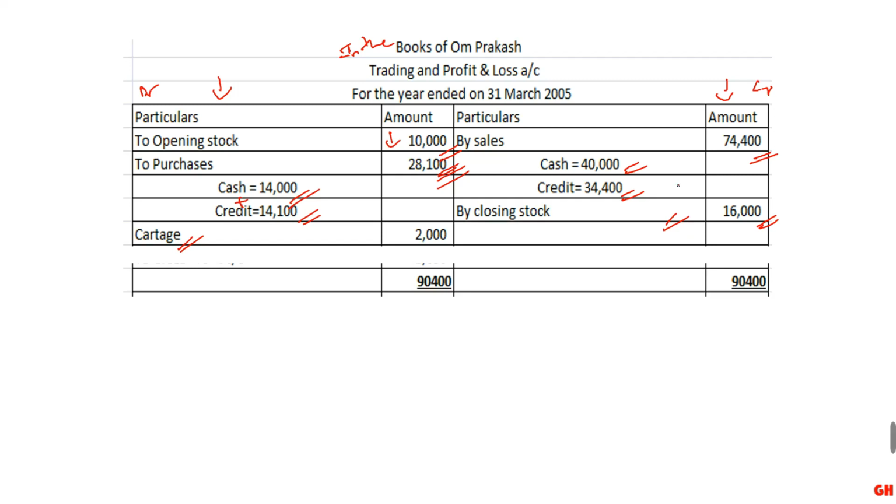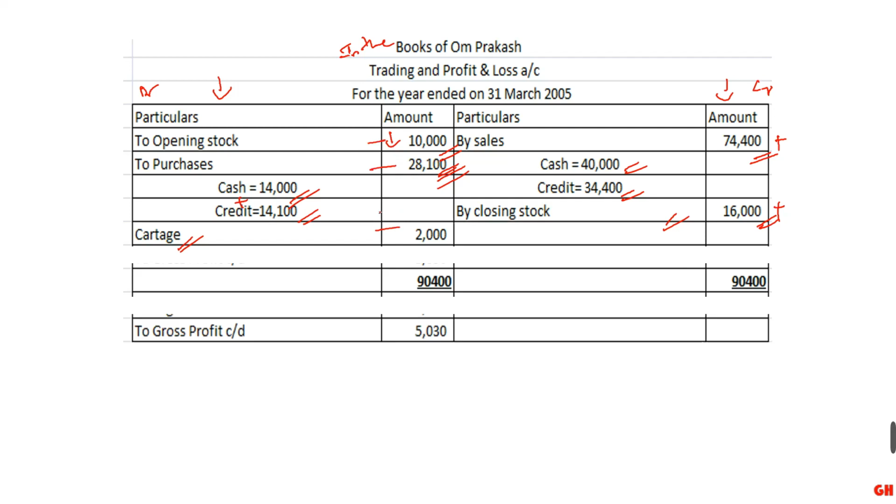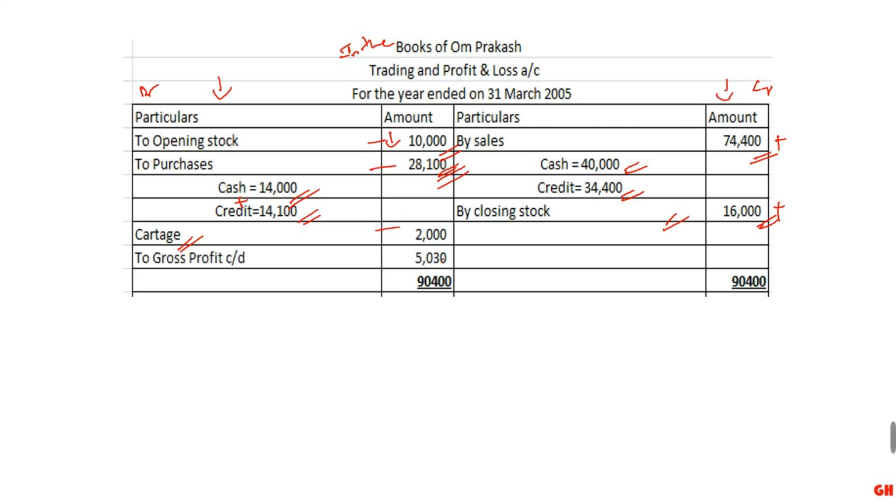Once this is done, we need to add the heavier side. Here the heavier side is 74,400 plus 16,000, which is 90,400. Now we need to calculate the gross profit. So 90,400 minus 10,000 minus 28,800 and minus 2,000, and the gross profit is 50,300.